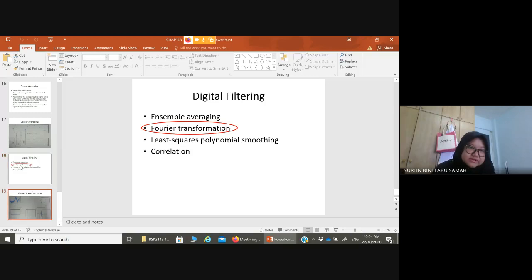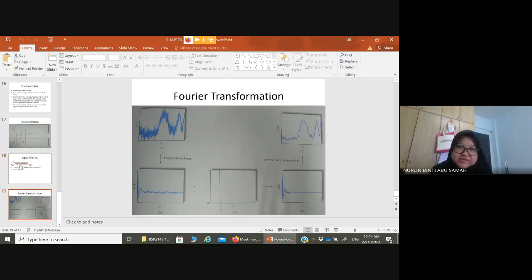Next is correlation. This is one example for the Fourier transformation. Before you treat with a Fourier transform, the data is like this, too much noise. After you do the Fourier transform, the noise becomes lower. So this is one benefit that you can get in order to improve the signal to noise ratio.